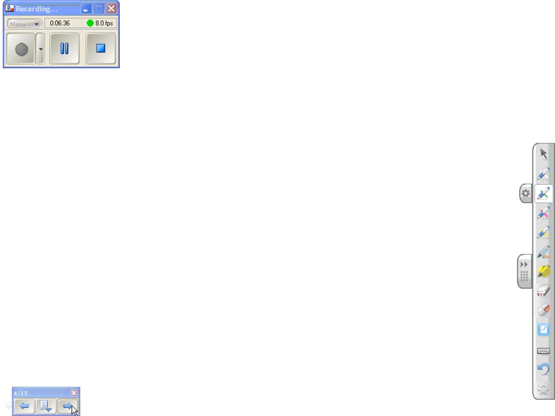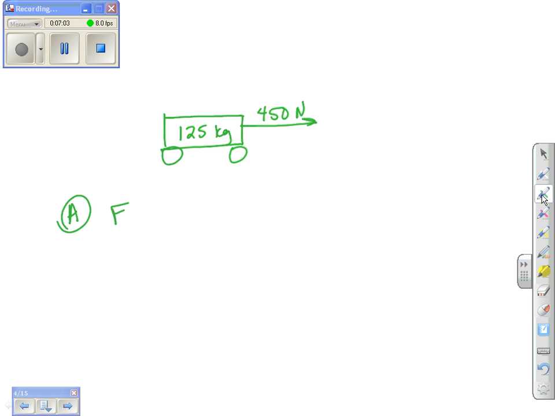Number 5, we have the lovely child being pushed in a wagon. So let's draw our wagon. And they're being pushed, so I'm going to go to the right with the force. This is a 125 kilogram mass, and the force is 450 newtons. What is the acceleration of the wagon is part A. So A is force equals mass times acceleration.